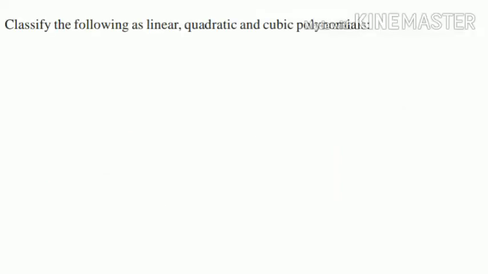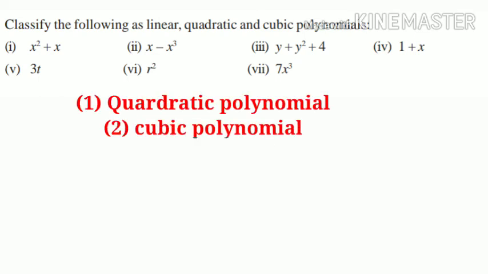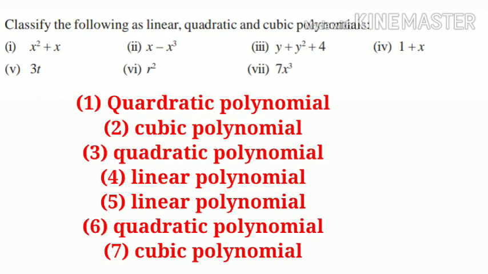Now I hope children you will be able to answer this question. Classify the following as linear, quadratic and cubic polynomials. Students, where one term is given, linear polynomial; where two terms are given, quadratic polynomial; and where three terms are given, name it as a cubic polynomial. Okay?